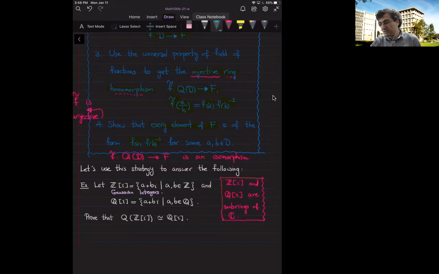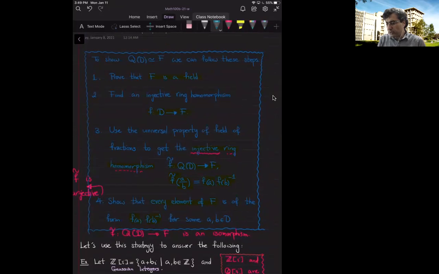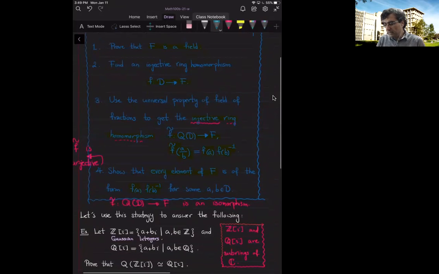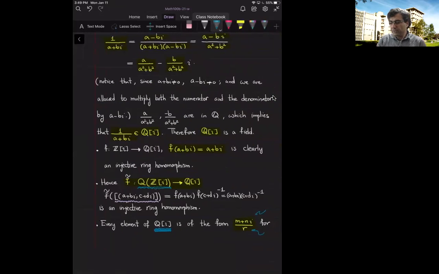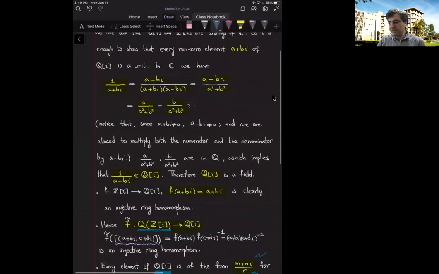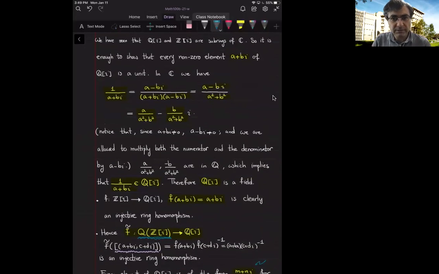Okay, let's see how we can prove this. We are going to follow these 4 steps, meaning first we are going to show that Q bracket i is a field. Next, we find an injective ring homomorphism from Z bracket i to Q bracket i. This should be obvious. And then we use the universal property of the field of fractions. And finally, we show that f tilde is surjective. Okay, let's start with arguing why Q bracket i is a field. This means, because we already know that Q bracket i is a subring, this we have seen before.